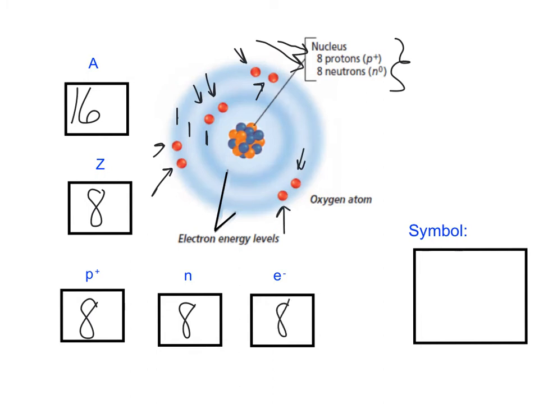So, when I'm trying to write my symbol, when I'm describing in shorthand this atom, I'm going to have 16 over 8, right? Big over small. And I need the symbol for oxygen. You should be starting the process of learning element to symbol, symbol to element.